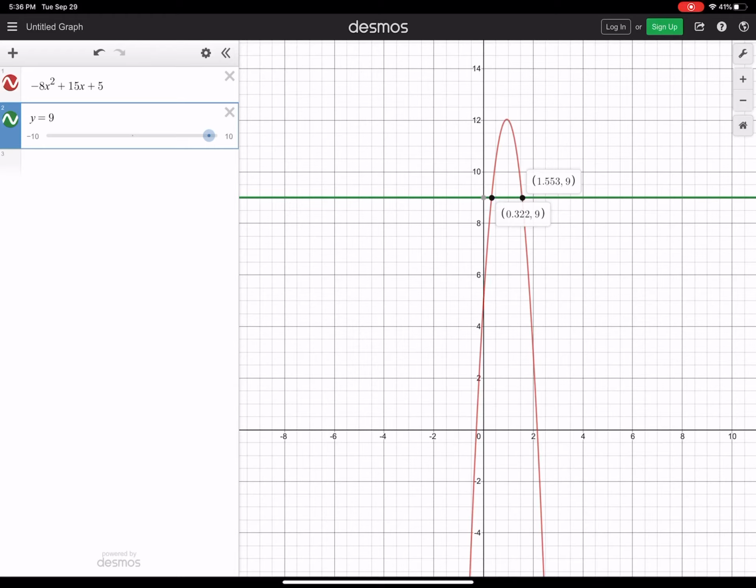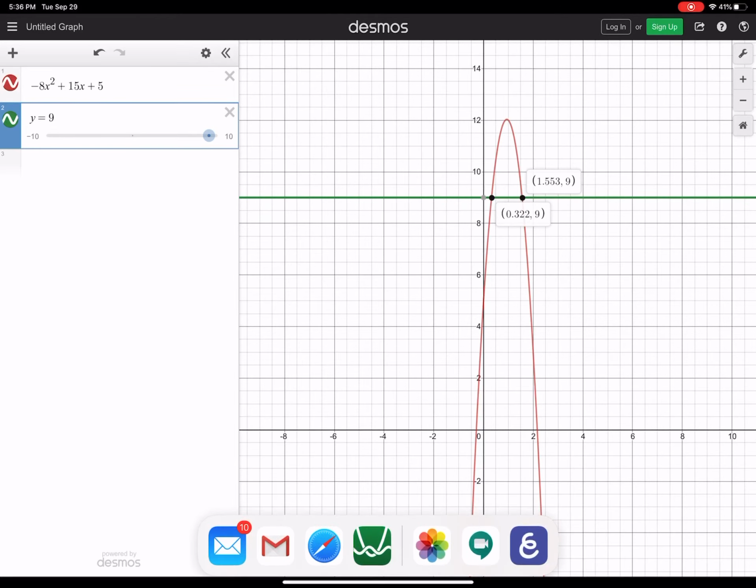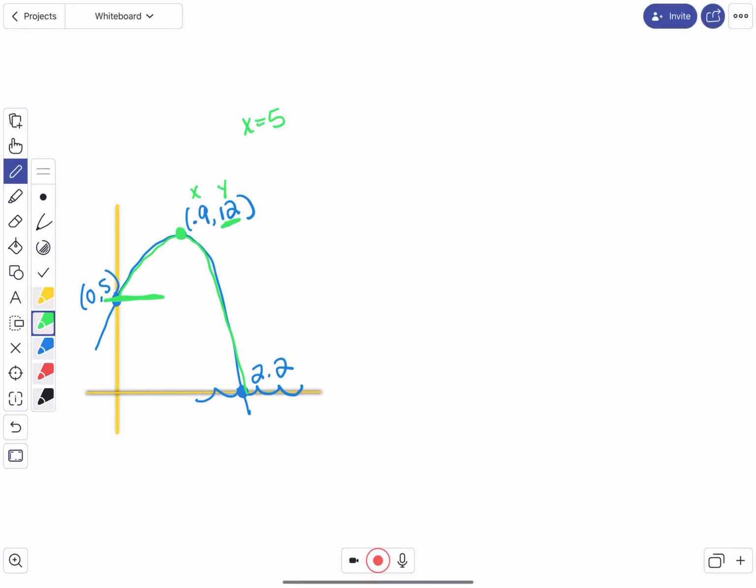Okay, then question 11, how far does the diver fall? So this is kind of like where you got to use a little bit of critical thinking skills. So how far does the diver fall? Well, think about, when is the diver falling? So think about when he jumps off the diving board.